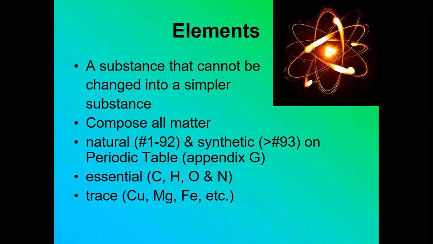Essential. For something to be alive, it needs to have carbon, hydrogen, oxygen, and nitrogen. Most of them also have phosphorus as well. There are trace elements of things like copper, magnesium, and iron. All of these things make up organic matter.